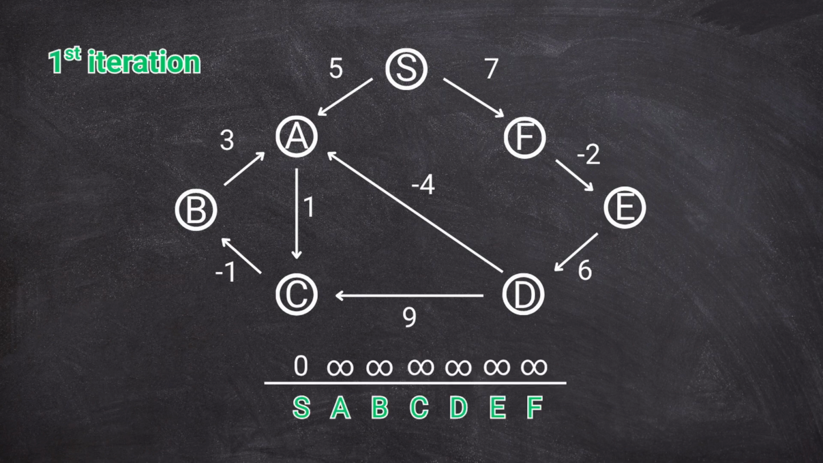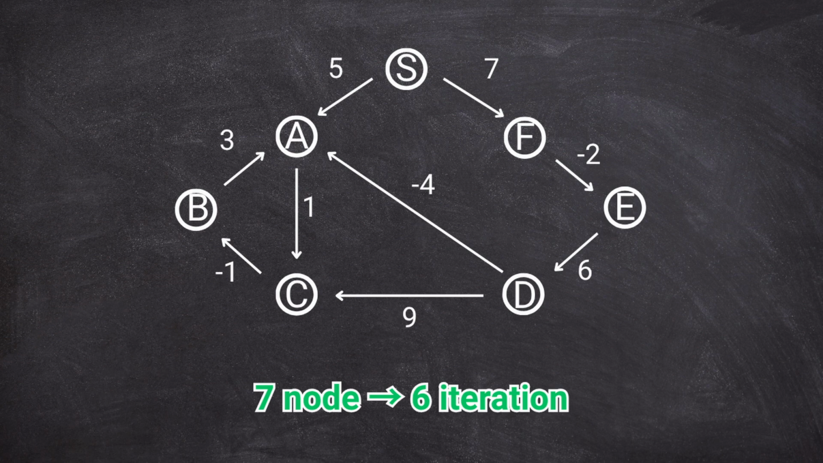First, we'll set up a table to keep track of distances from S. Set the distance to S as 0. All other nodes start with a distance of infinity. We'll repeat the process 6 times, since there are 7 nodes. Let's do the first iteration.